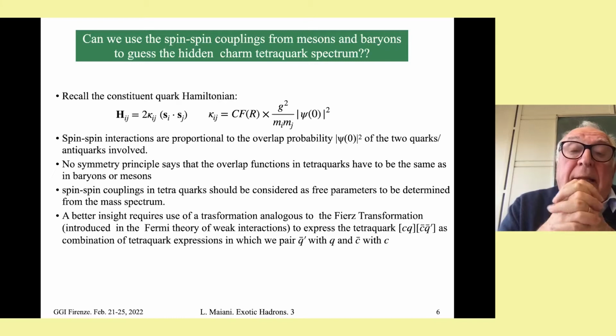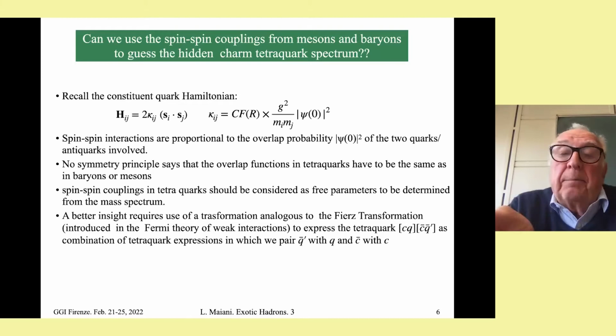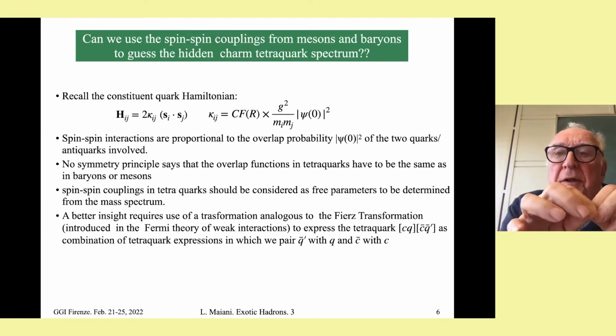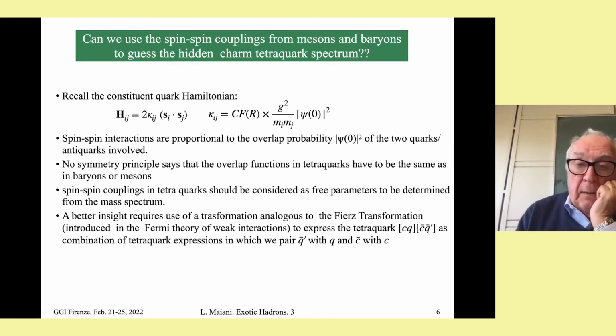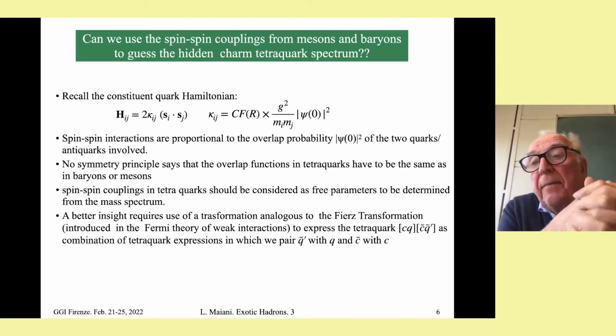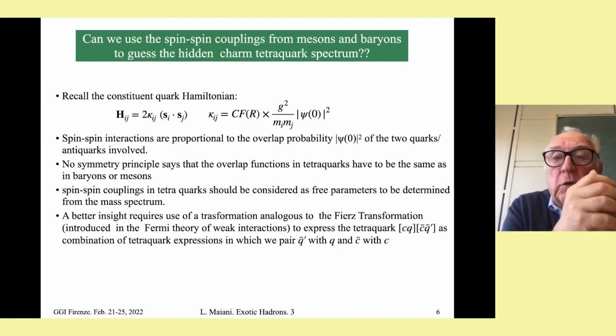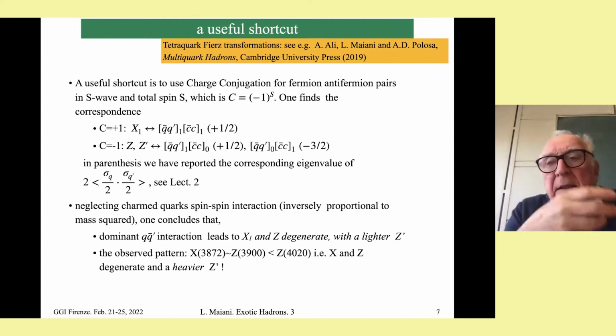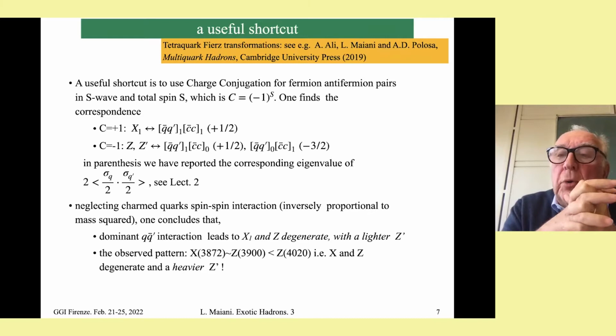And to get a better insight, you have to imagine bringing together, in the expression of your tetraquark, the quark and antiquark of the same flavor, in order to compare with what happens in mesons. This is done by a transformation, which is the analog of the Fierz transformation, in which you change the order of two fermion fields, which is widely used in the theory of beta decay. We did it using all the matrices, et cetera. But I can give you a very simple shorthand that will show you how wrong you are to use the same spin-spin interaction of the mesons and baryons in the tetraquark.